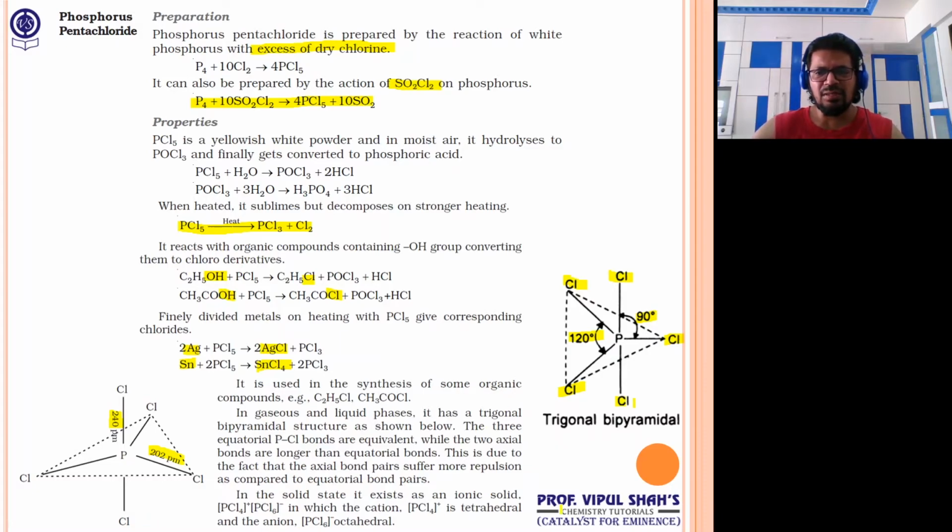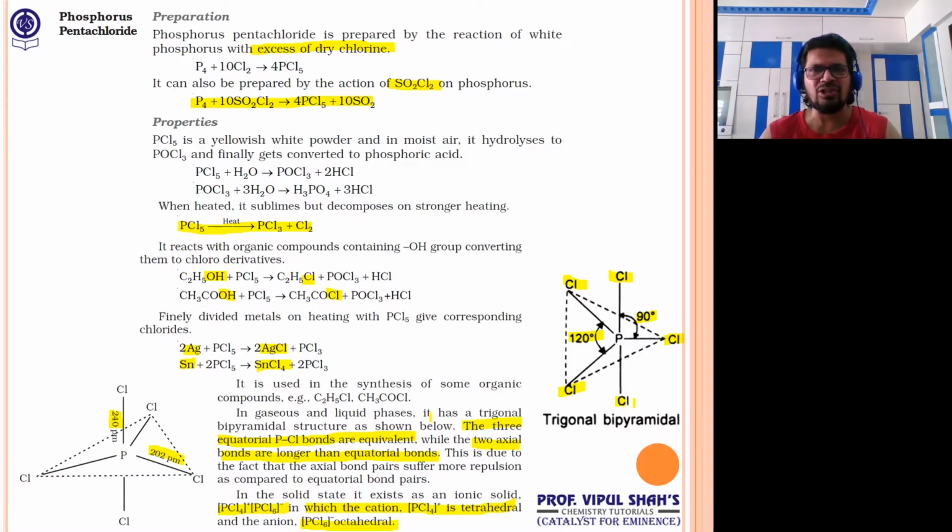Now I'm highlighting some points. It says the three equatorial bonds are equivalent, meaning all have the same shape, same size, while the two axial bonds are longer than the equatorial bonds. That's because the axial bond suffers more repulsion due to the equatorial bonds. That's the interelectronic repulsions. And it says in the solid state, it exists as an ionic solid, that is PCl4 plus and PCl6 minus, in which the cation PCl4 plus is tetrahedral, whereas PCl6 minus is octahedral.